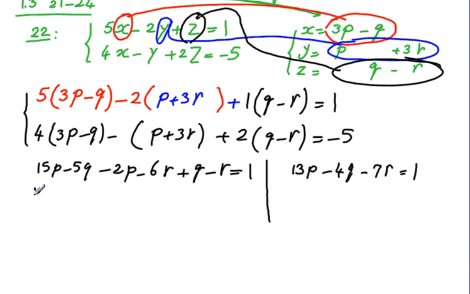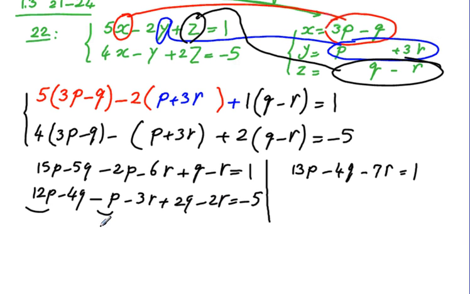Same story again. 12p minus 4q minus p minus 3r plus 2q minus 2r is equal to minus 5. So let's see. Here are my p's, so 11p. Here are my q's, so minus 2q. And here are my r's, minus 5r is equal to minus 5.